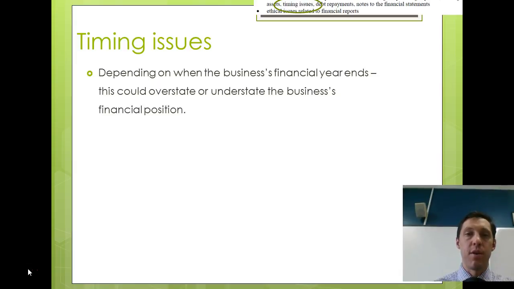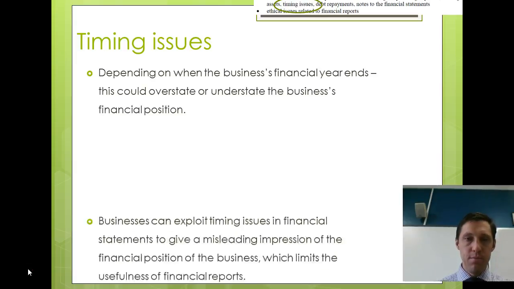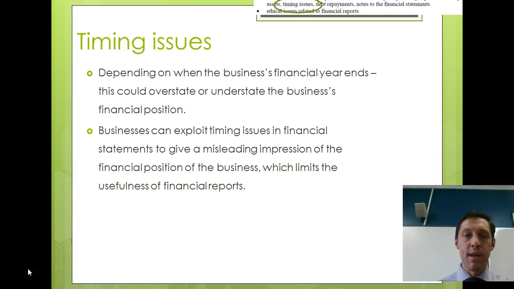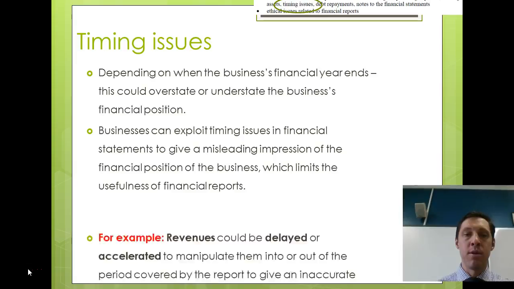Depending on when the business's financial year ends, so either the end of the calendar year, 31st of December, or the financial year, the 30th of June, that could potentially lead to a business overstating or understating its financial position. Businesses can exploit timing issues in financial statements, which could lead to a misleading impression of the financial position of the business, and really limits the usefulness of those particular reports, so the balance sheet or the income statement predominantly.